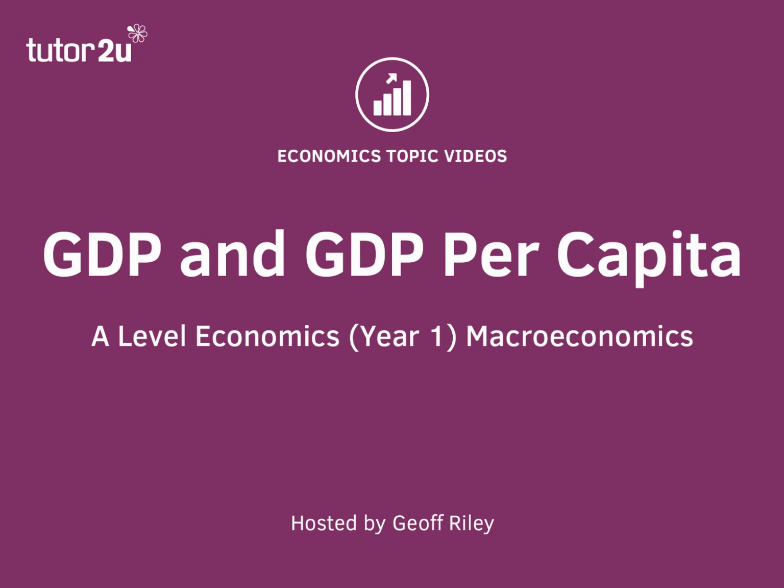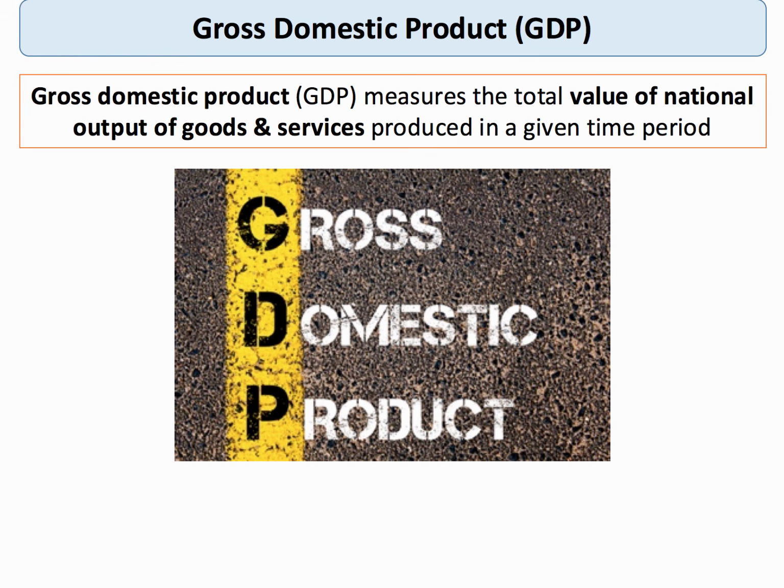Hi there, this is just a short topic video to explore the difference between GDP and GDP per capita. So what's GDP? It's the measure of the flow of the output of goods and services produced within an economy over a given time period. Essentially, it's a measure of the value of national output.